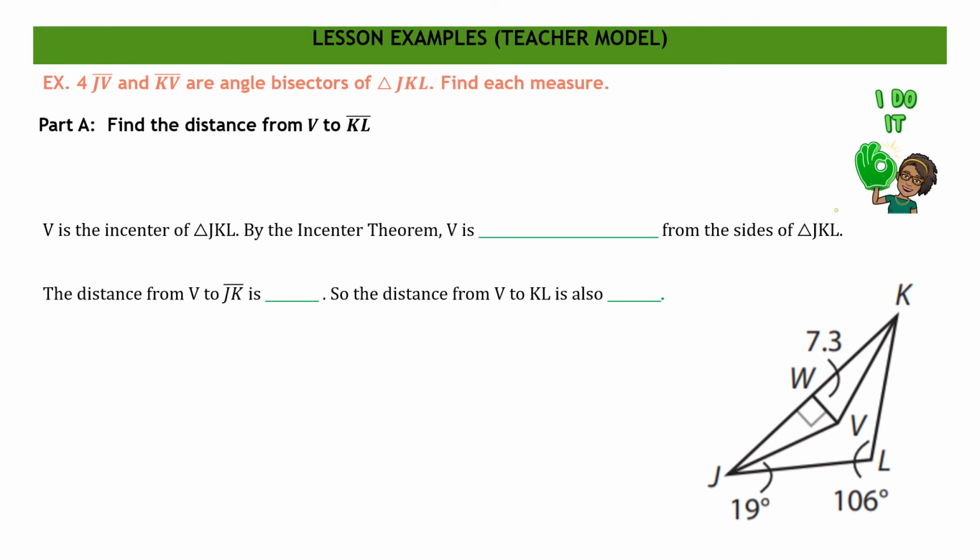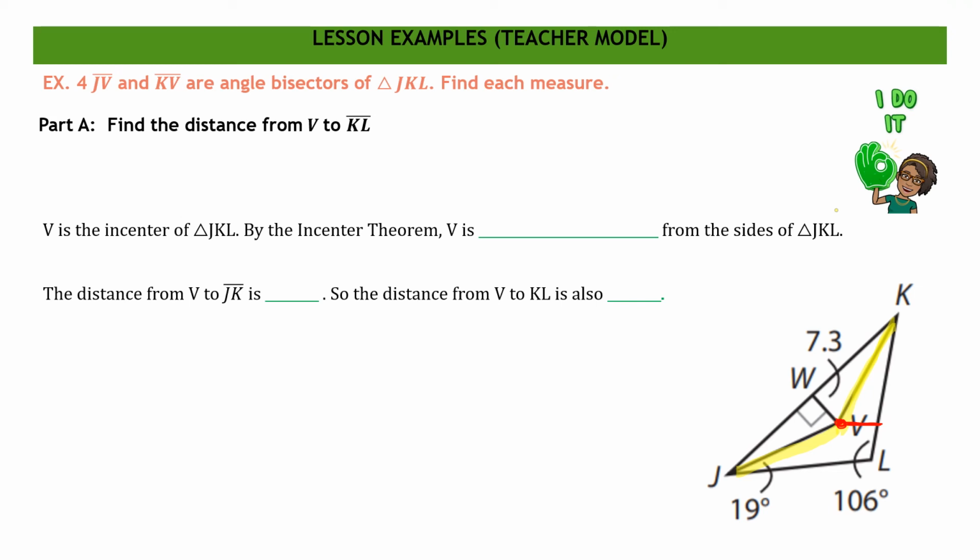All right, let's look at our last example, which is example number 4, part A. So it tells us here that we have JV, which is located here, and that is an angle bisector, and KV is also an angle bisector. Let's clean this up. So these two segments are angle bisectors. As you can see, we are trying to find the distance from point V to side KL. So we're trying to find this distance here.